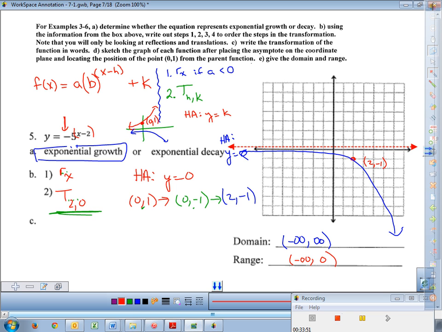One of those numbers in your range has to be your horizontal asymptote. It might be how high it gets, or it might be how low it gets. It just depends on if it got reflected over the x-axis or not.